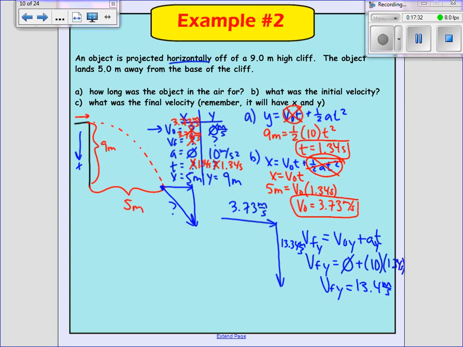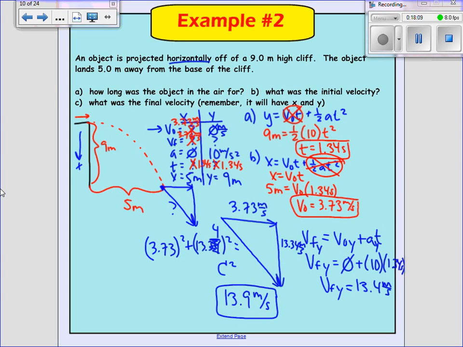So now I know the A and the B. I need to find the C, once again using the Pythagorean theorem. 3.73 squared plus 13.4 squared equals C squared. I'm sorry, I wrote 13.34, this should be 13.4. If I do the Pythagorean theorem, I end up getting for my final velocity approximately 13.9 meters per second.